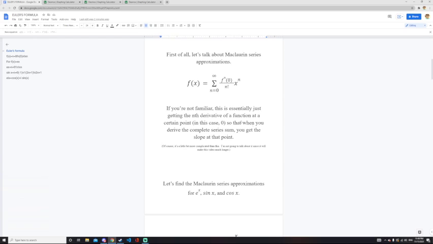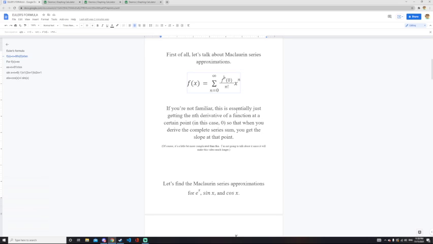All right, anyways, let's first talk about Maclaurin series approximations. We're going to need this for the proof. So pretty much, this looks a little bit complicated, but essentially it's just saying we have a function right now. For every derivative, let's try to approximate the function by putting all of its derivatives together.